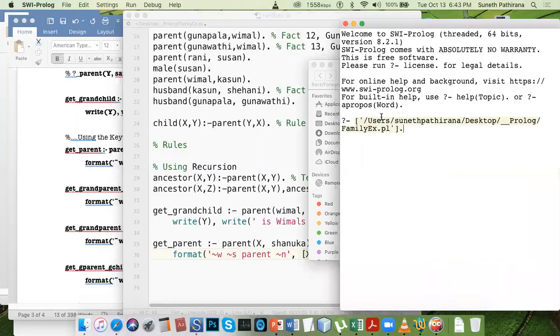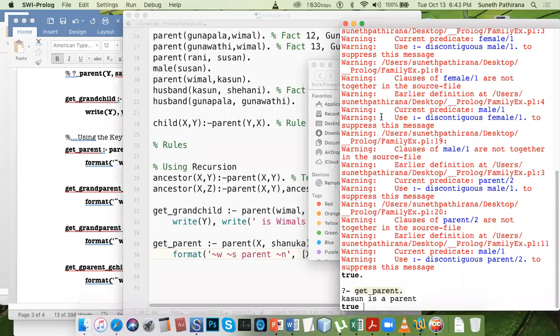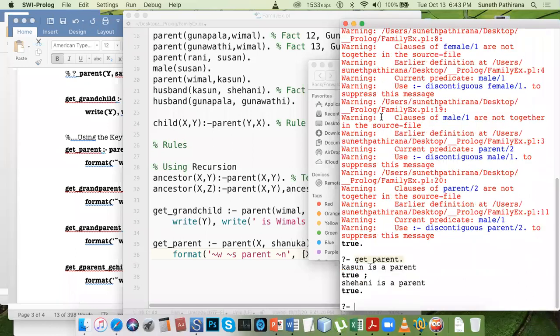Okay, compile, get parent. No need to open brackets, close brackets, specify any parameters, nothing. Just call the function by its name. Kasun is a parent. Okay, parent we can put is a parent of Sanuka and Sanuki both or something like that. If you like, you can add more content.